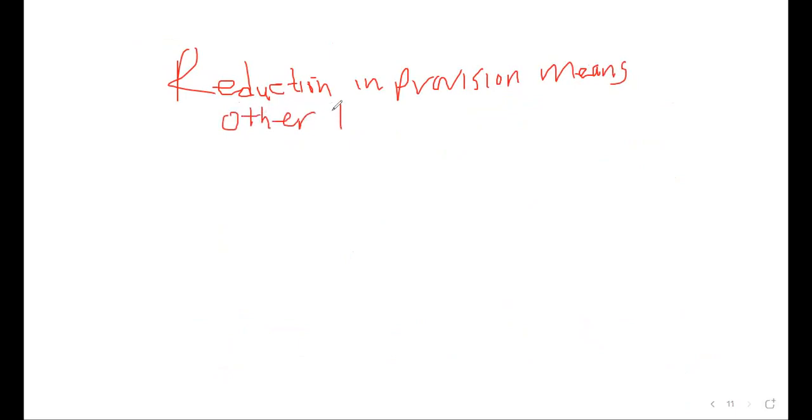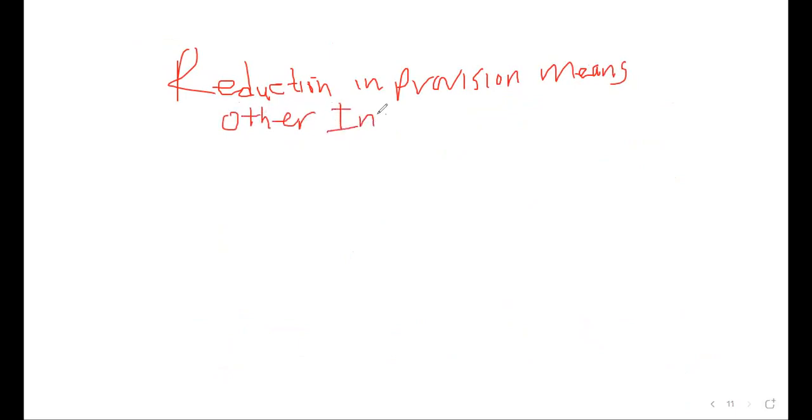Okay, Mr. Stanley, let me just answer the question. Let me explain. I'll give you time to ask. Just a minute. So reduction in provision means other income. Reduction in provision means other what? Other income.